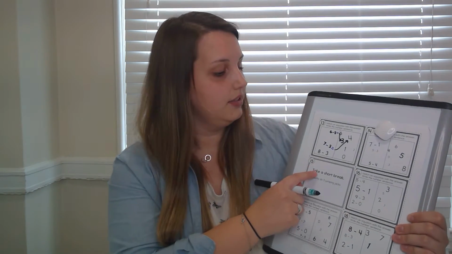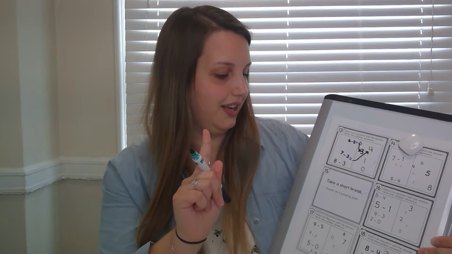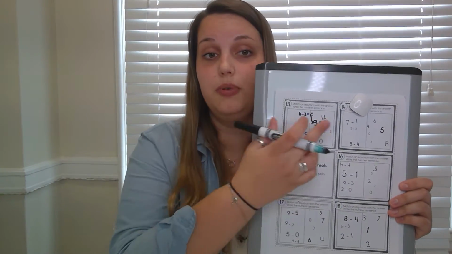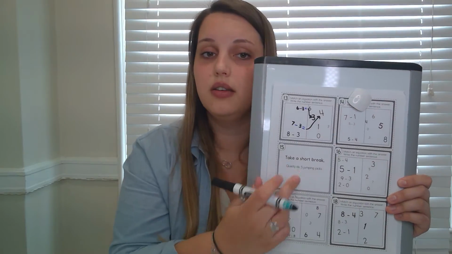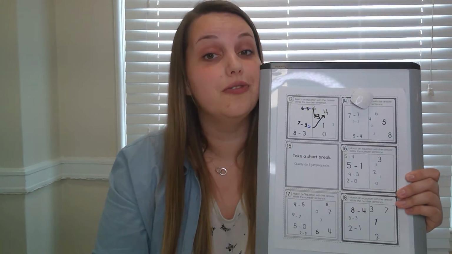This one just says, take a short break, quietly do 5 jumping jacks. So if you'd like to take a quick break between finishing these boxes, go ahead and quietly do 5 jumping jacks. Maybe get some exercise in. Get your arms working. Okay, so that's our first worksheet.